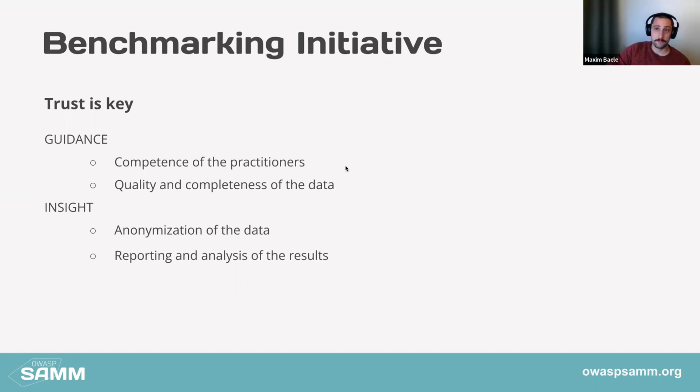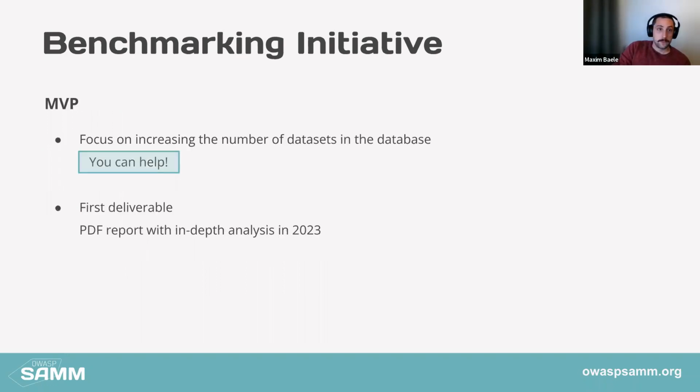But actually, most important, we need a minimum viable product. We are already sitting on a set of data, and we need to increase this. Next slide, please. So there is an earlier set of data. You can help. This is a call to action. A lot of people have answered on the survey that they are willing to contribute data. Please reach out. We'll provide some guidance on how to submit data.